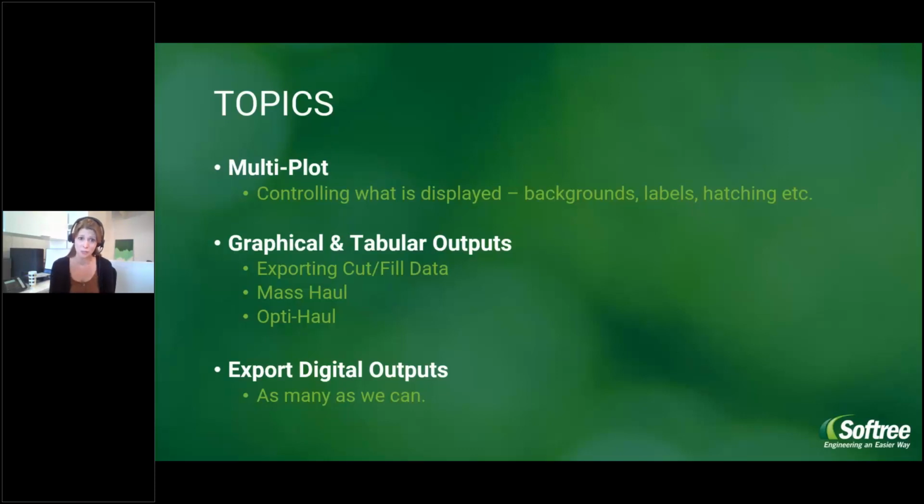So we're going to start in Multiplot, which is RoadEng's digital documentation creation place. We're going to talk about a whole bunch of different options you have for controlling what's displayed, backgrounds, labels, hatching, etc. From there, move into some of the more graphical and tabular outputs, cut and fill data, mass haul, and then the more sophisticated mass haul version, which is Opti haul. And then again to those export digital output options that I mentioned. So you can type them in the chat and let us know.